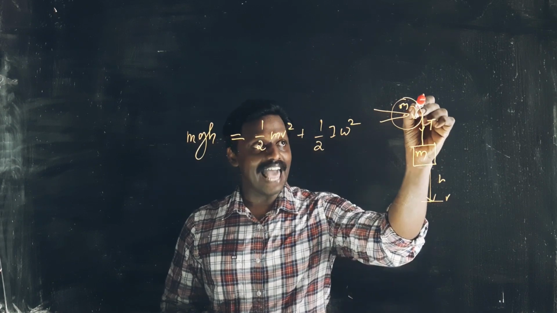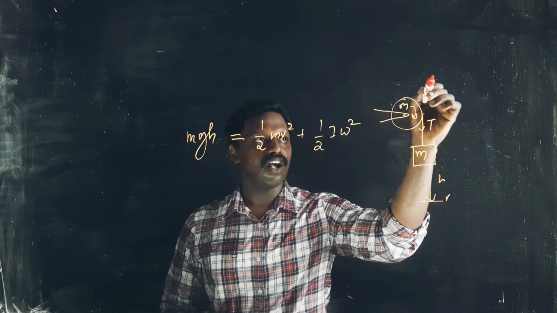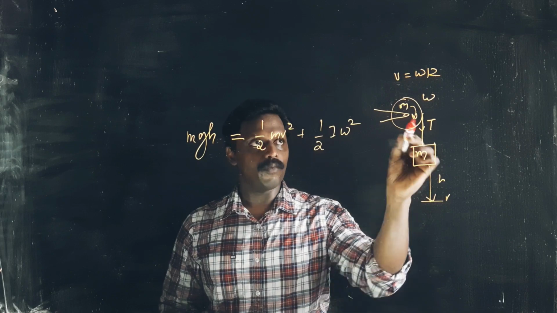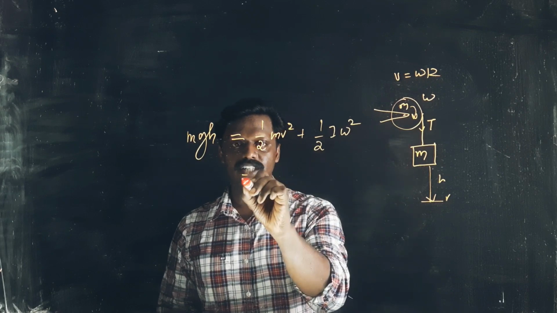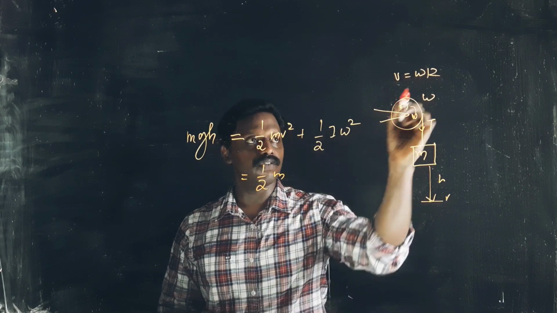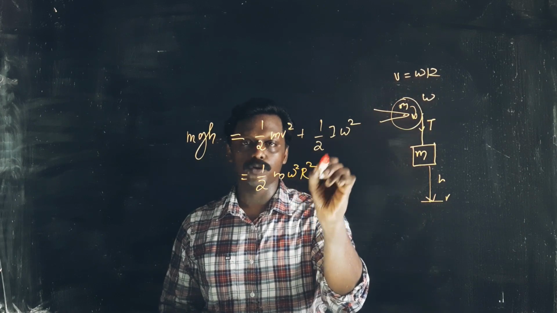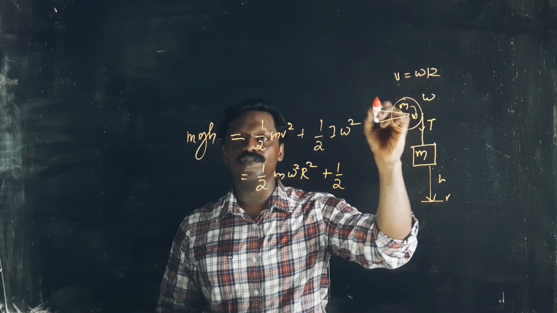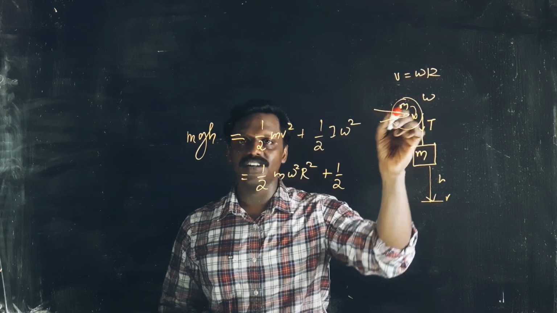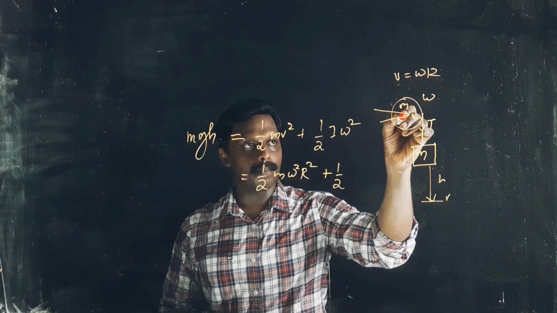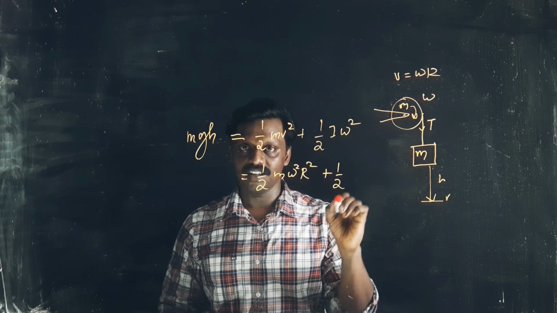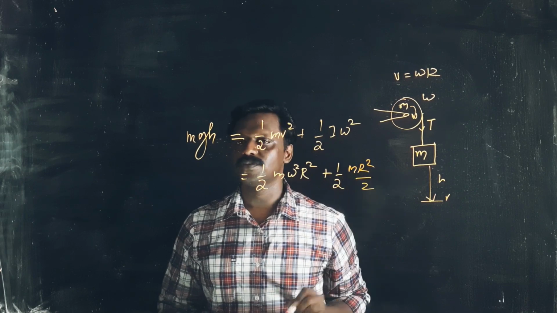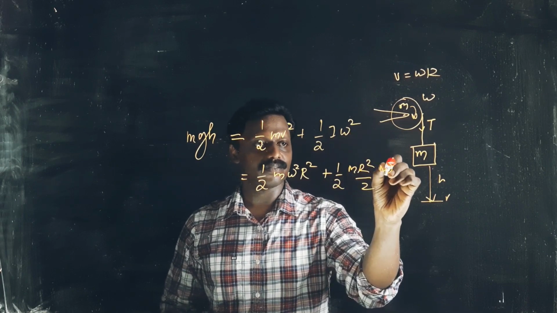Now, we have to find the angular velocity omega. So we'll use the relation of angular velocity and linear velocity, which is v equal to omega r. Now, using that here, we have half m, and we will replace v with omega r, so that v square becomes omega square r square, plus half I, where I is the moment of inertia of this pulley, which can be considered as a disk rotating about an axis passing through its center perpendicular to its plane, which will be mr square by 2. So half I omega square.